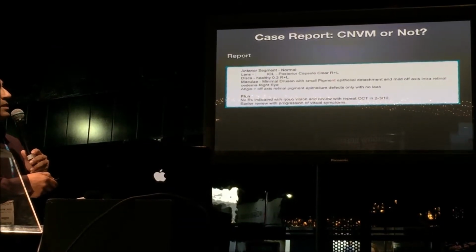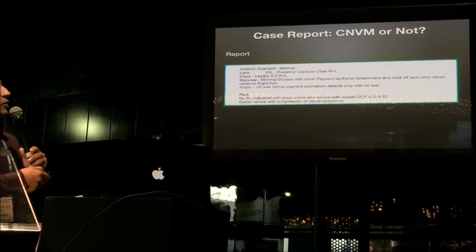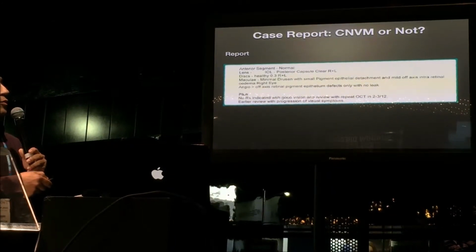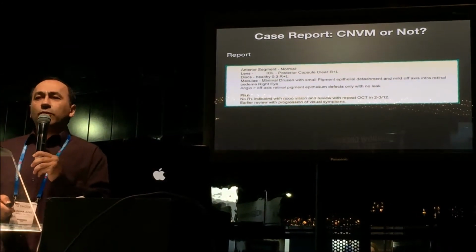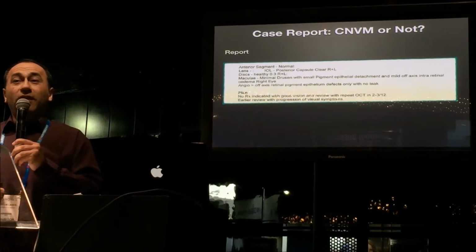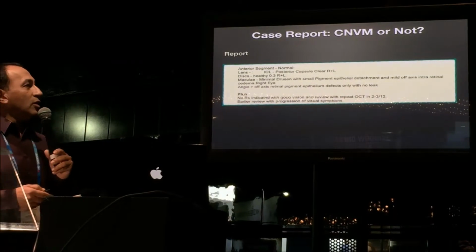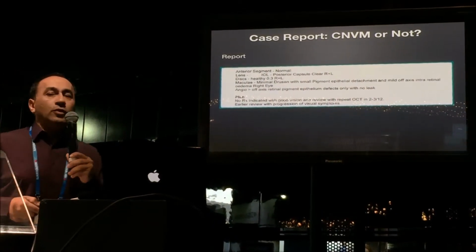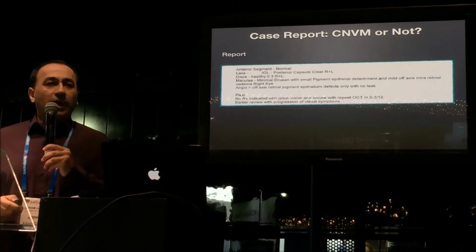Everything normal, minimal drusen, small PED, intraretinal edema. Angiography showed a PED with no leakage. So just some fluid in the retina, but the fluorescein angiogram couldn't find any leakage anywhere, both in the early and the late phases. So no treatment indicated, and he wants me to review in 2 to 3 months to see what happens.